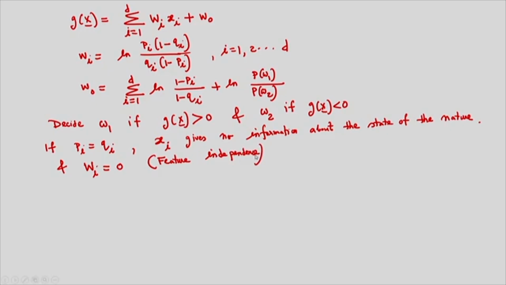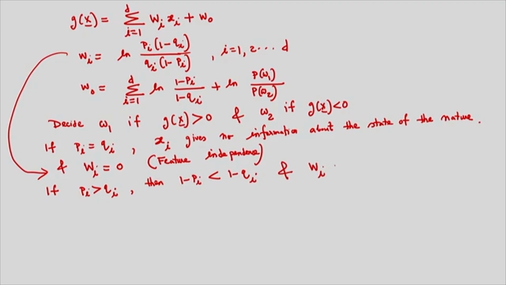So you can understand that if I consider these two probabilities pi and qi to be equal, then the ith feature xi gives no information about the state of nature, and from this expression Wi will be 0. If pi is equal to qi, then Wi will be 0, and this condition is called feature independence. The second condition is if pi is greater than qi. Then from this expression 1 minus pi will be less than 1 minus qi, and in this case the weight Wi will be positive.